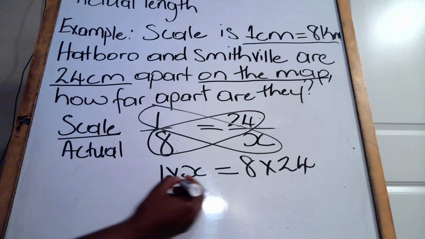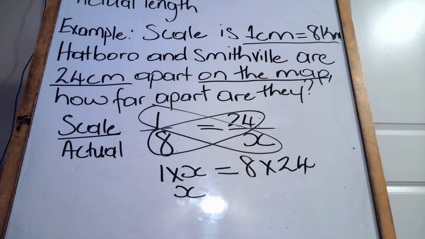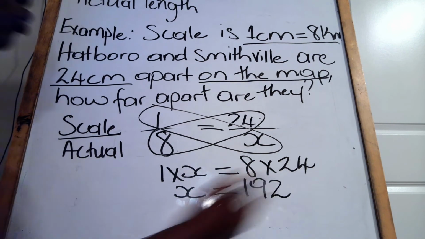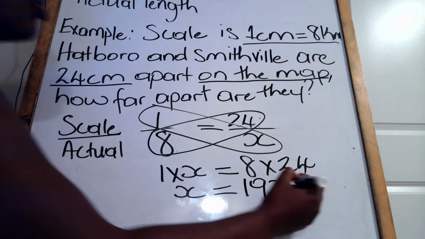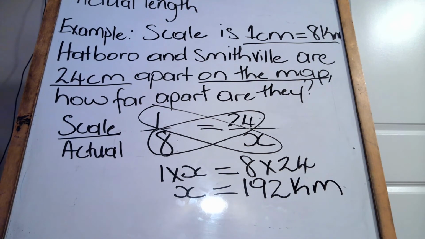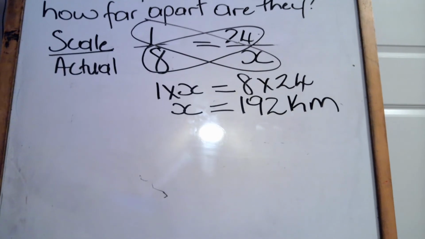1 times x would be equal to x or 1x, and 8 times 24 would be equal to 192, and it will be 192 kilometers. Always remember to write your units. And as I said before, there are two ways to do it.